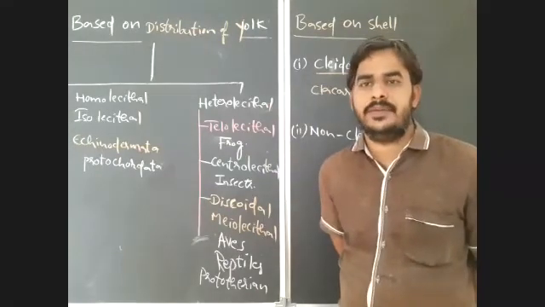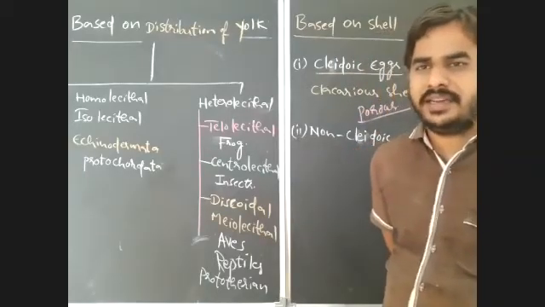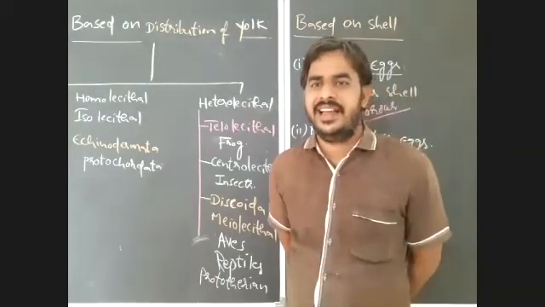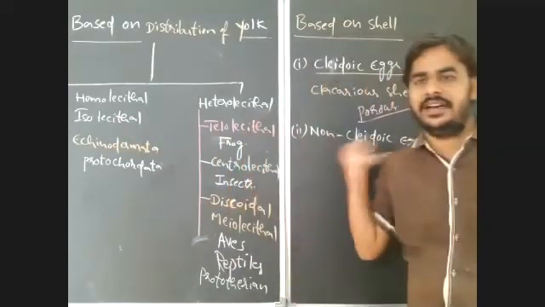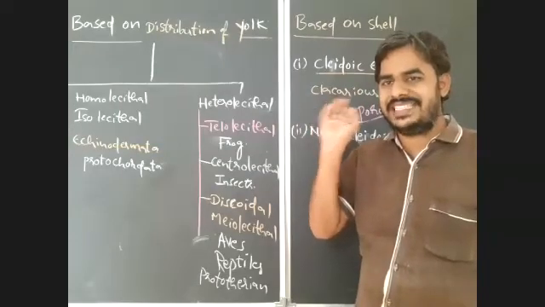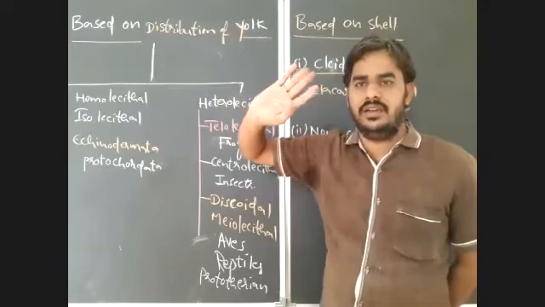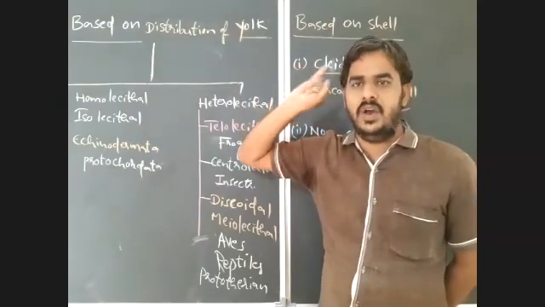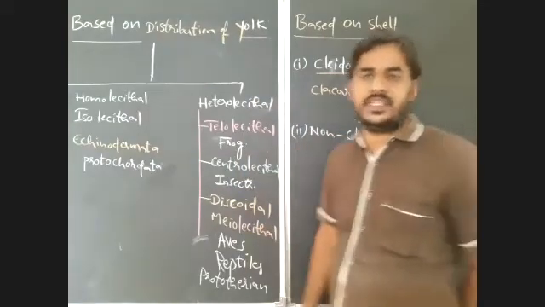What about in human being? What is the type of egg in human being? Alecital, homolecital, non-cleidoic. There is no shell. There is absence of yolk. Negligible amount of yolk. That is evenly distributed. So homolecital. So here alecital, homolecital or isolecital, non-cleidoic egg is present in human being.